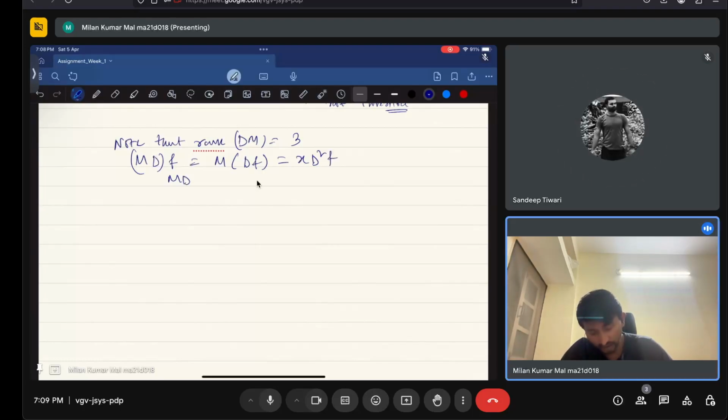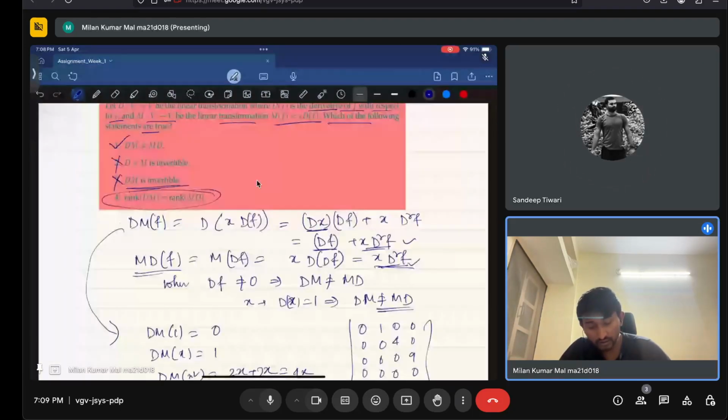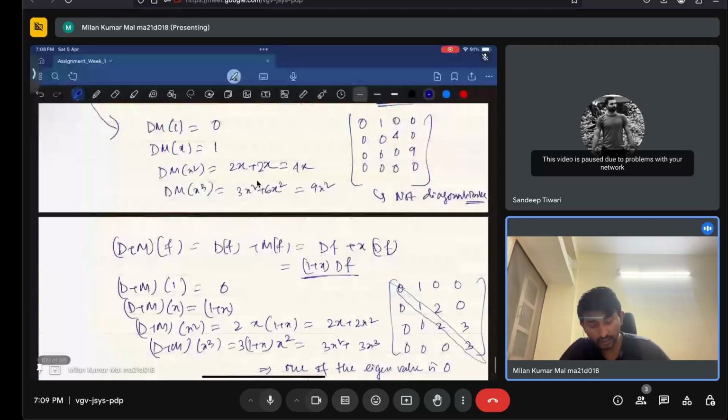D, still you are correct, this is not x, this is 0. So that is giving the rank. Now we have the second derivative, which will be 2x, and the third derivative, that will be 6x square, right? So the matrix will be 0 0 0 0 0 0 0 0 2 0 0.